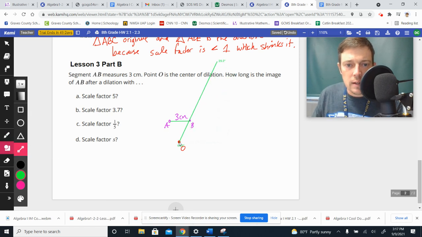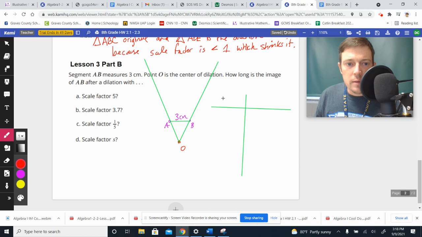If this is going to extend out and continue and dilate, as it gets further away from the center, it should grow by these factors, and those factors are just essentially going to be multiplied by the 3 centimeters that it is to start. So we can make a table for this. Let's make a quick table. On the one side, we can have the original length, and then on the other side, we can have after the dilation. So in the first example, the original is 3 centimeters, and then after you dilate it with a scale factor of 5, it's going to become 15 centimeters, which would be over here.